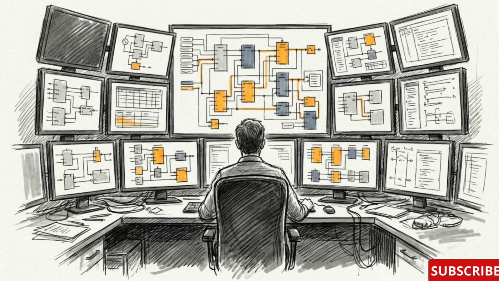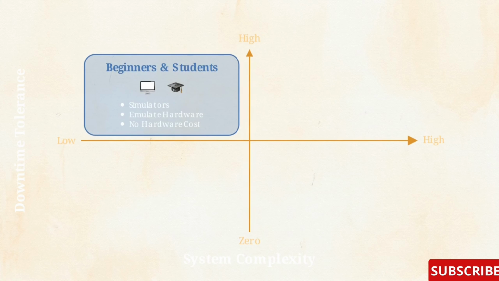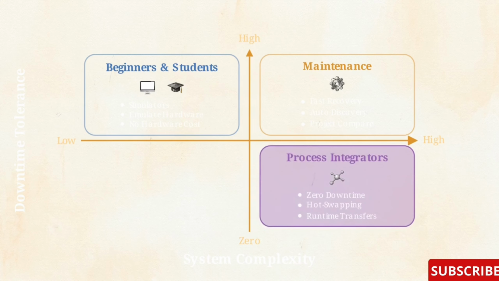To decide which software you need, map these features onto a quadrant chart based on complexity and downtime tolerance. Beginners and students should prioritize platforms with robust free simulators to practice math and comparison logic without hardware costs. In the maintenance space, the priority is fast recovery. You need features like auto-discovery and Project Compare to identify and fix issues immediately. Correctly identifying your position on this chart ensures you won't struggle with a tool that lacks the features your facility requires. This leads us to the final quadrant, high complexity with zero downtime tolerance.